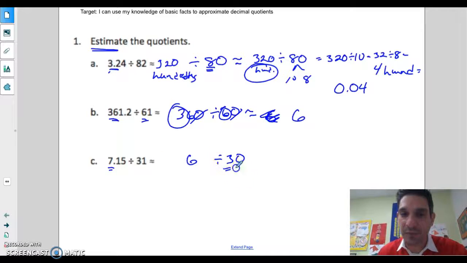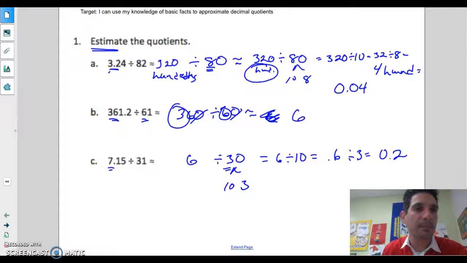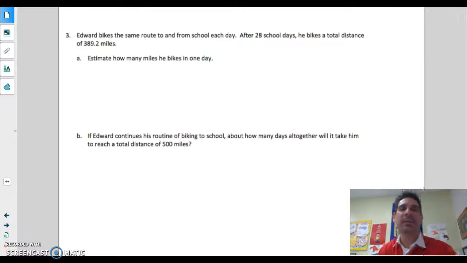So I can break this down to 10 and 3. So 6 divided by 10 equals, now it's not 600, it's just 6 because we round to the nearest whole number. 6 divided by 10 is 6/10. Divided by 3 is 2/10. Okay? Let me double check that just to make sure. Okay, that was right. Okay, let's go number 3.